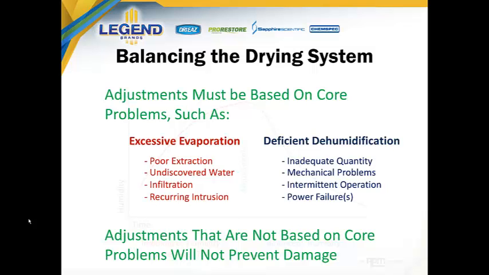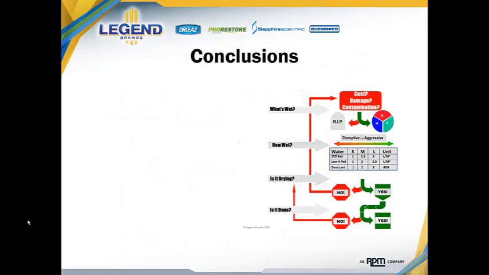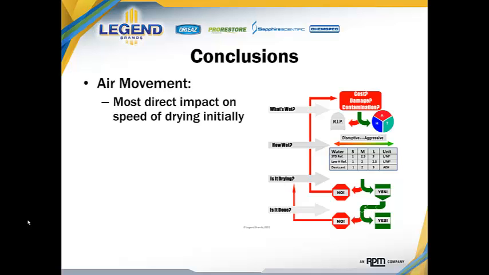So with that said, that's our general summary. Let me walk away from the general summary and throw at you just a few conclusion statements from the first 4 modules of our webinars. Conclusion number 1: if I was to pull out the most impactful information from what we've learned for the last 4 months, the most direct impact on the speed of drying initially is air movement.